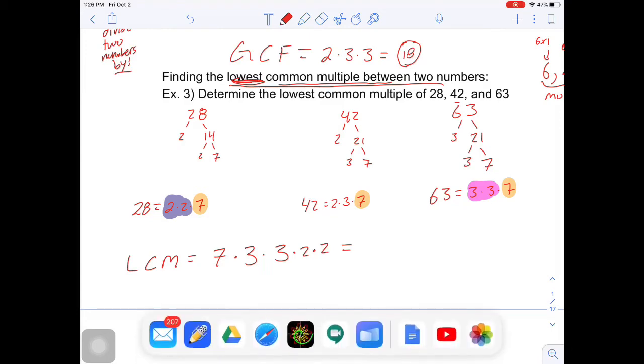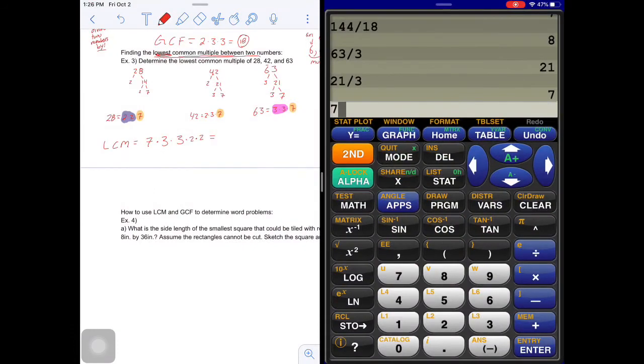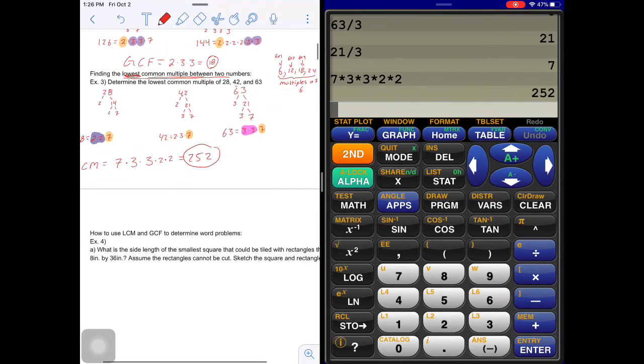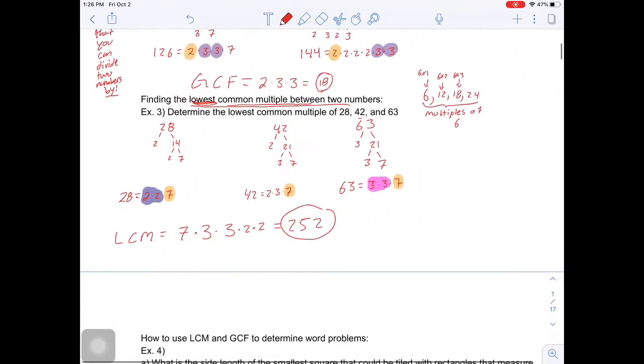So 7 times 3 times 3 times 2 times 2. So 252. We can check that. Let's divide by 28. Okay, that's good. 252 divided by 42. And 252 divided by 63 is 4. Okay, so there is our lowest common multiple.